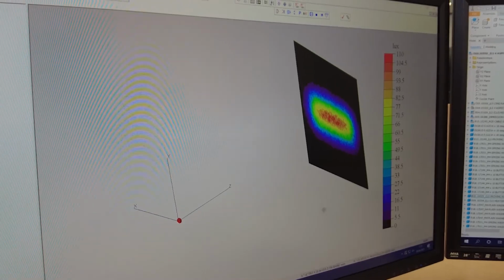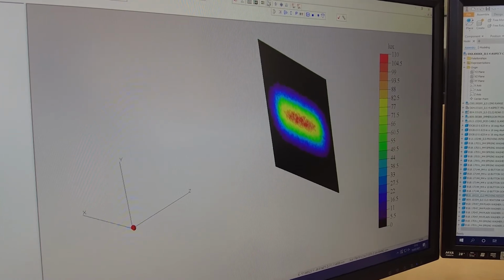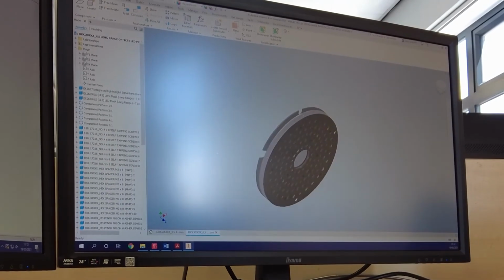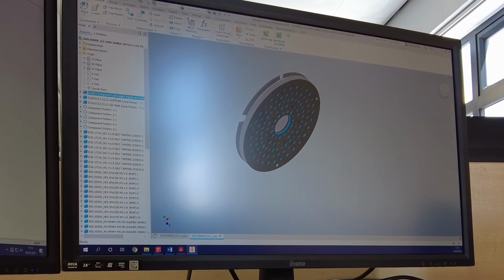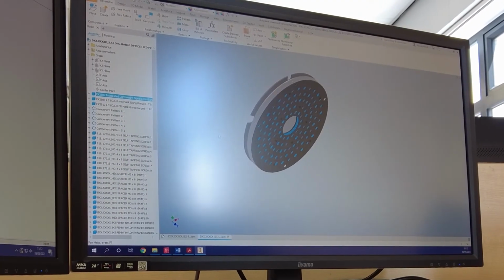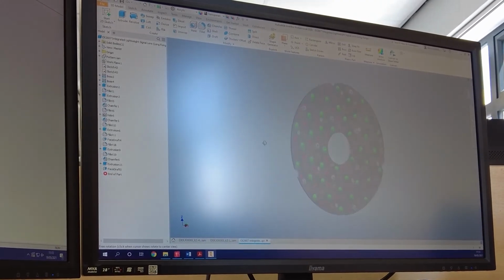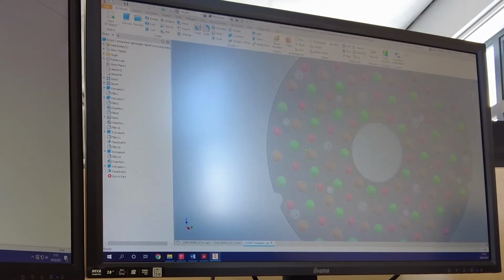We then put this into the TracePro tool and it can predict how intense the light is going to be, which angle it's going to be at. We then overlay that with the lens, which is being designed using our mechanical tools. It gives us a precise output, a prediction of what this is going to look like in real life.